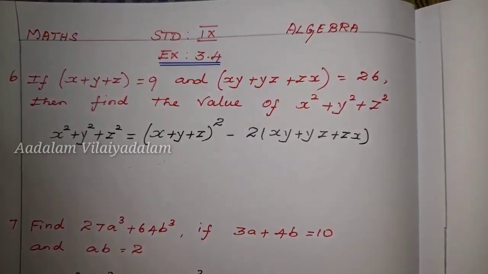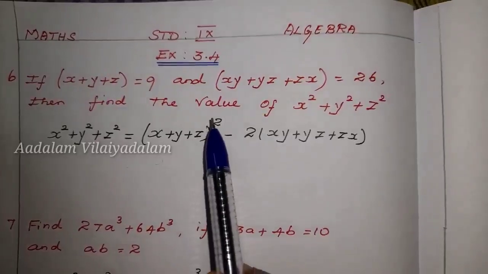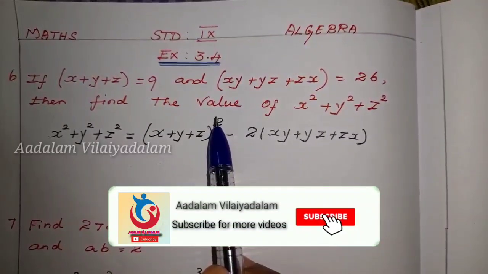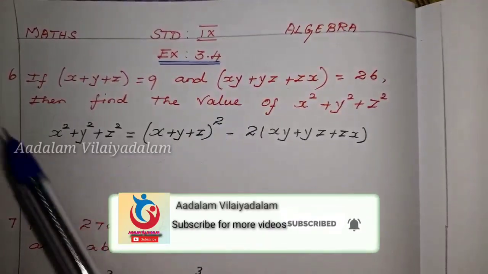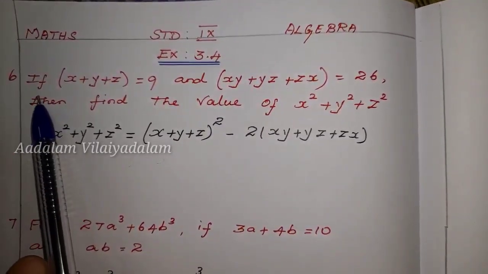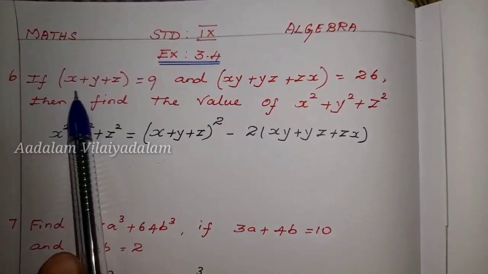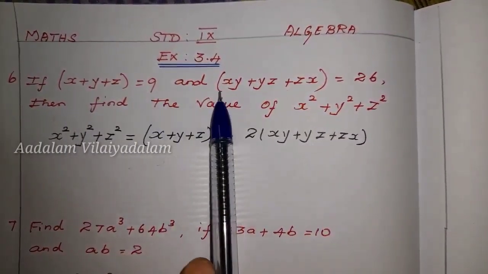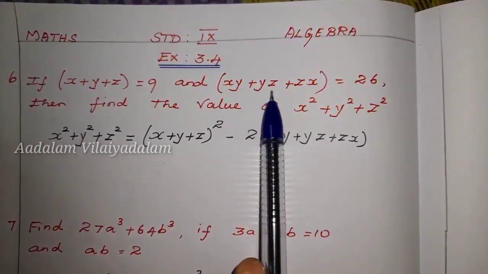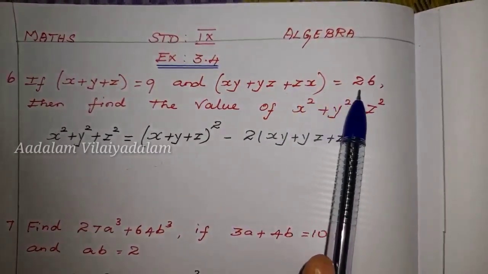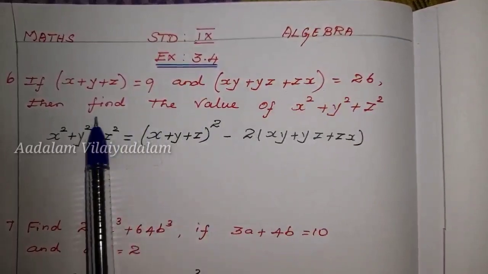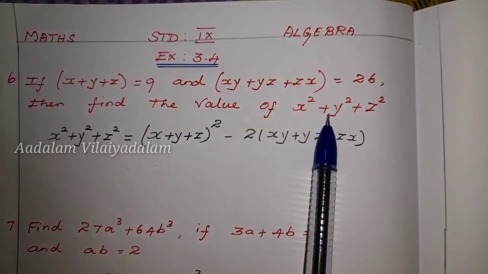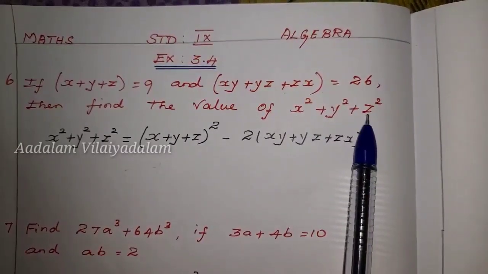In the last video we studied exercise 3.4, the first 5 questions. Now let's start the 6th one. If x plus y plus z equal to 9, xy plus yz plus zx equal to 26, then find the value of x square plus y square plus z square.